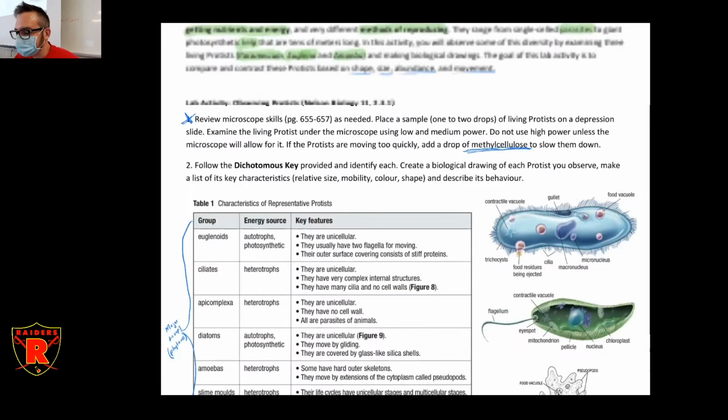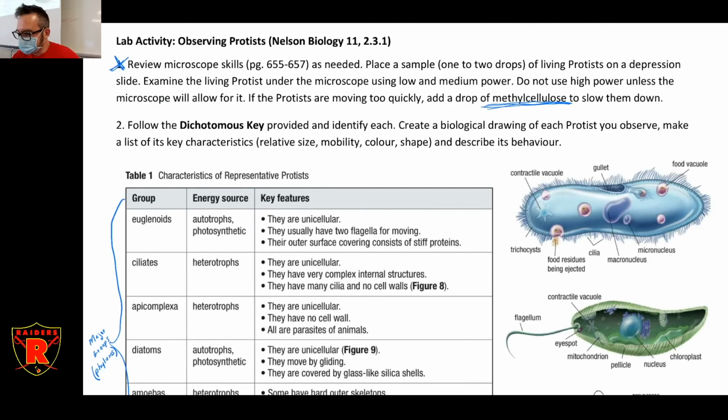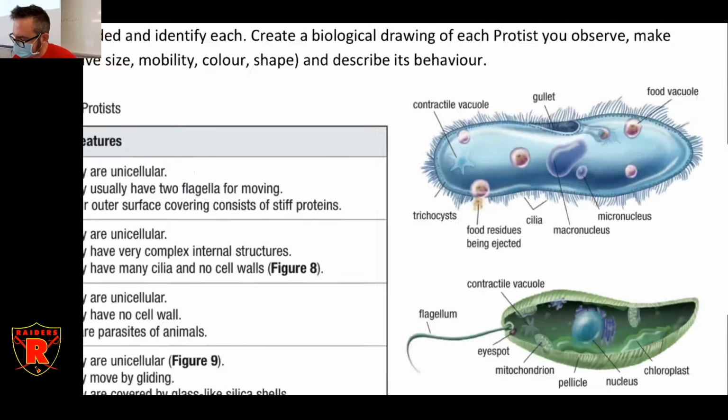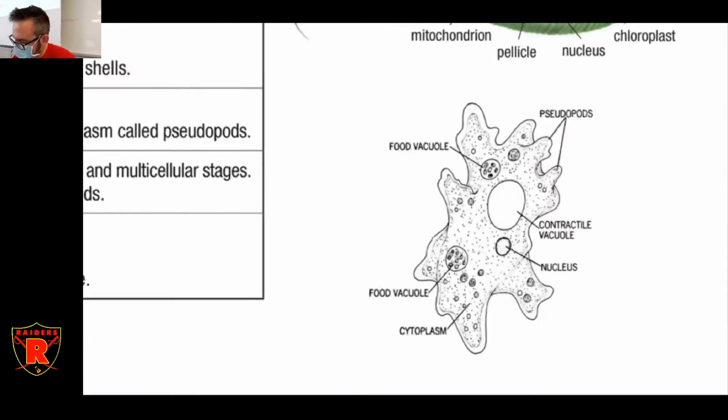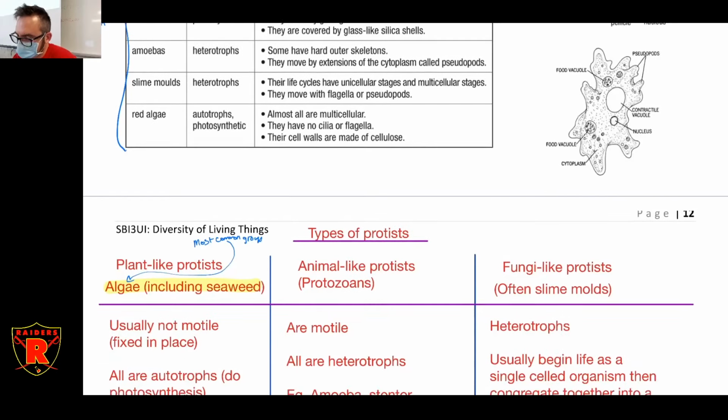So the three species that you're going to find out more about are Euglena, Amoeba and Paramecium, right. There's a Paramecium right there, and there's an amoeba, because they are quite different.